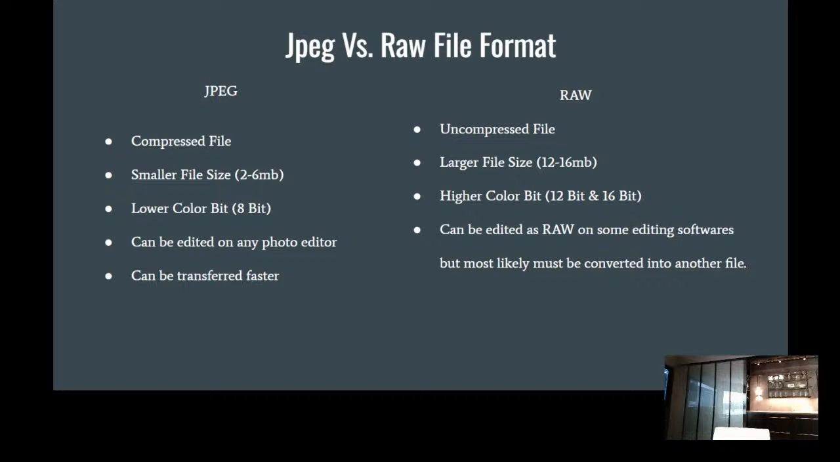But why would you want a RAW file still over a JPEG, even if you like to edit photos? Well, RAW is an uncompressed file, meaning it's a larger file size, 12 to 16 megabytes. Has a higher color bit rating too, 12 to 16 bits. It can be edited as RAW on some softwares, but most likely has to be converted into another file. But if you are a RAW photographer in general, then this shouldn't be that big of a deal, because at this point you can edit the RAW files to show more color, depth of field, better lighting, just better image quality overall.